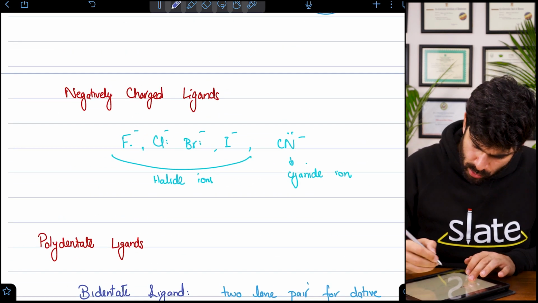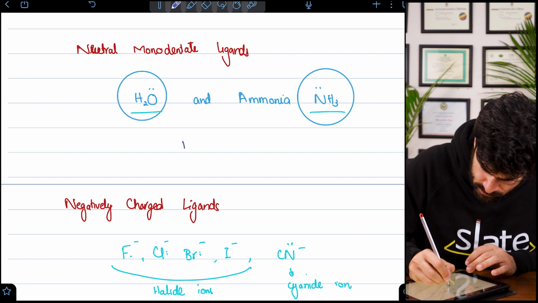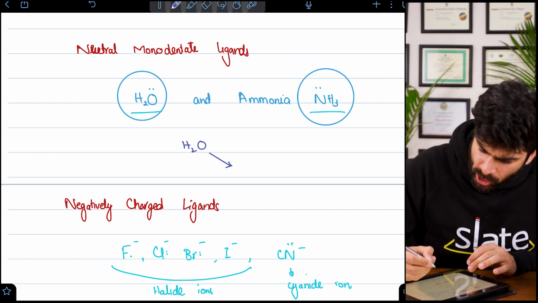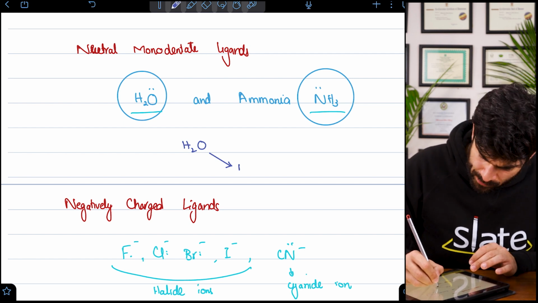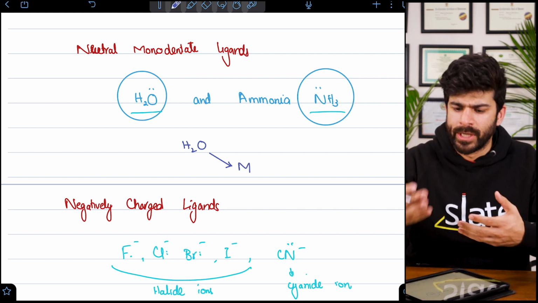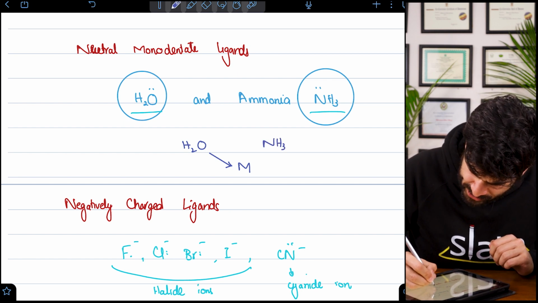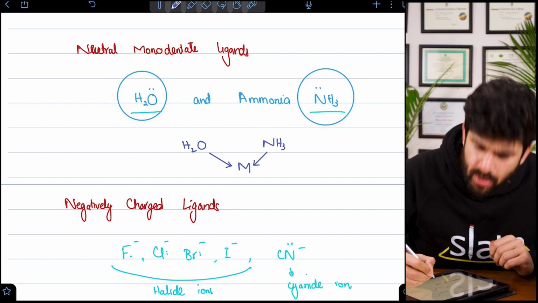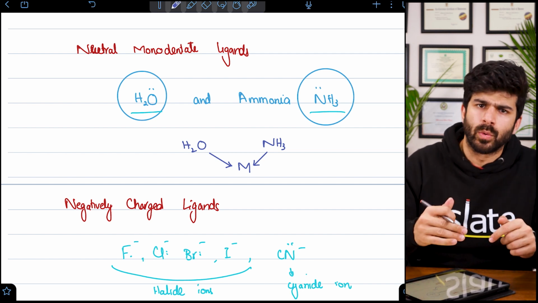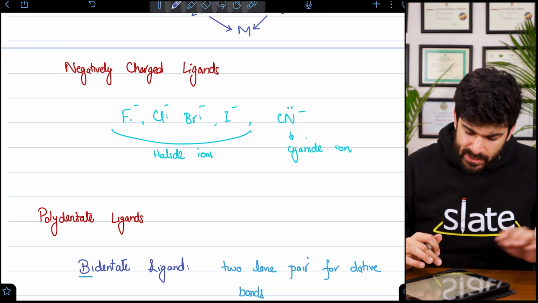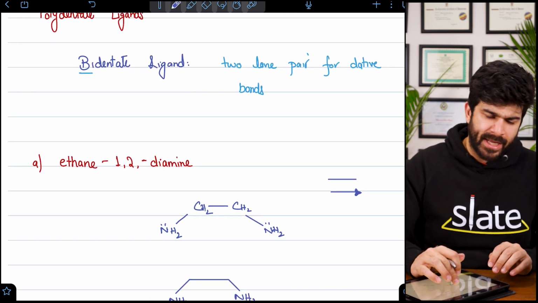But when we talk about, for instance, water, we'll have one water making one bond with the metal atom, depending on the coordination number that we will talk about later. And even ammonia can be there as well, forming its own dative covalent bond with the arrow. So all of them will make arrows. This was the first example of a bidentate ligand.